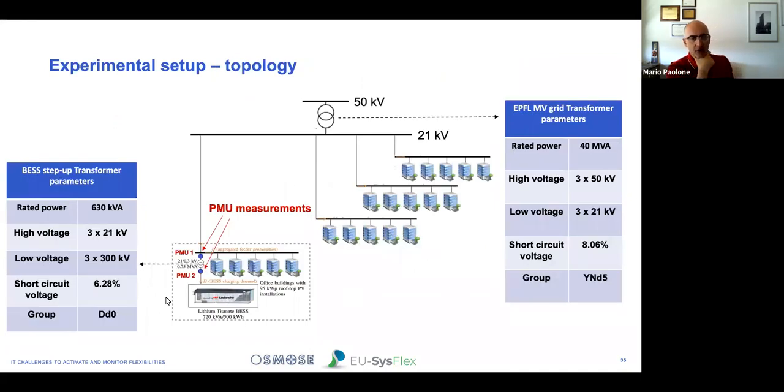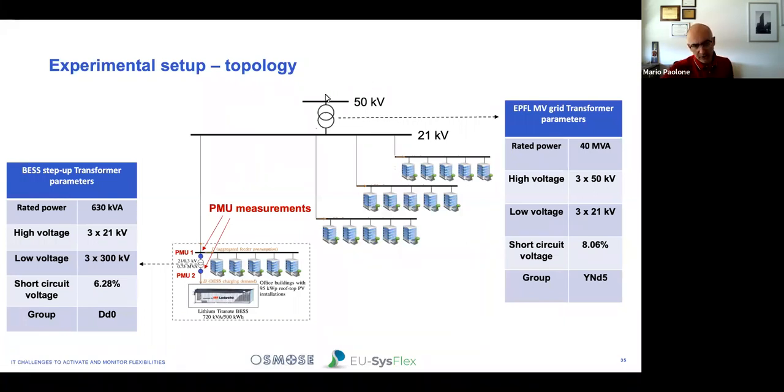This is the schematic of the grid of the EPFL campus. The EPFL campus, as I said, is at 20 kilovolts. Actually, the rated voltage is 21 kilovolts. This is the location where the battery container is located. And these are the two PMUs that we are using to estimate the metrics I was introducing before. Essentially, we put the PMUs on the high voltage and the low voltage side of the step-up transformer of the battery, because in the middle I have an important impedance, which is that of the transformer, to estimate these metrics properly. And then the whole system is connected to a 50 kilovolt system, which is the sub-transmission grid of Lausanne.